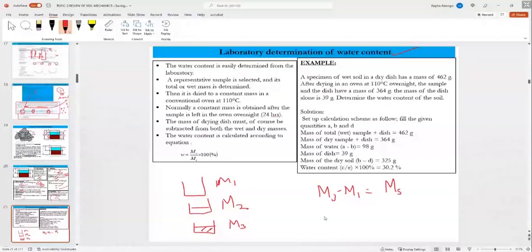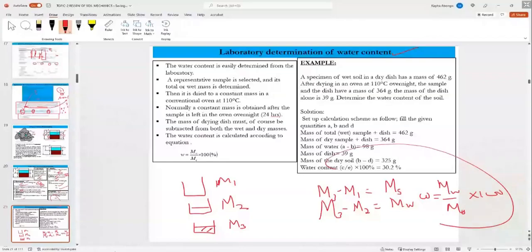Now, M2 minus M3 is the mass of water. So mass of water over mass of solids times 100 gives you the water content. Yeah, easy. You did this in third year.